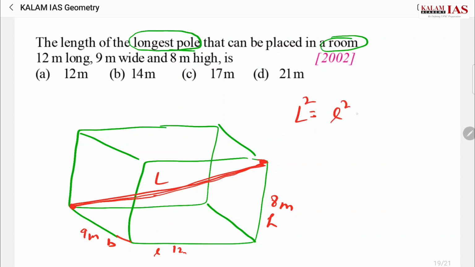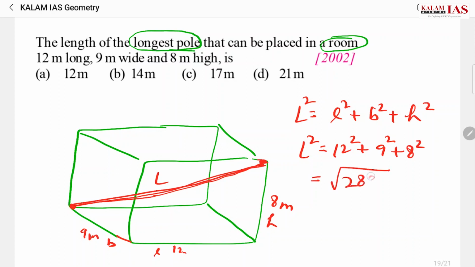L square equals to L square plus B square plus H square. So it is L square equals to 12 square plus 9 square plus 8 square. This will come out to be root 289, which is equals to 17 meter. So the length of longest pole will be C, 17 meter, and that is the answer.